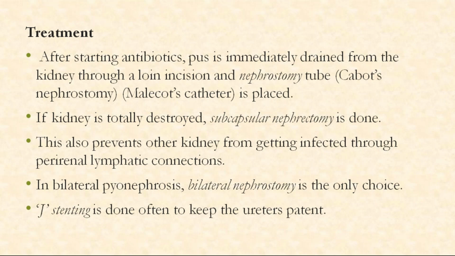Nephrostomy means you can put a catheter into the kidney from the periphery. Either a Malecot's catheter or a Foley's catheter may be placed into the kidney to let out all the pus. That is called nephrostomy. Nephrostomy means making an opening in the pyonephrotic kidney and letting out all the fluid and pus.